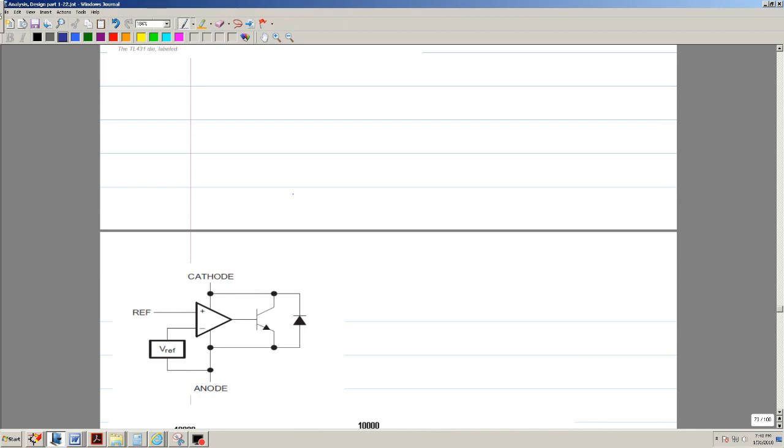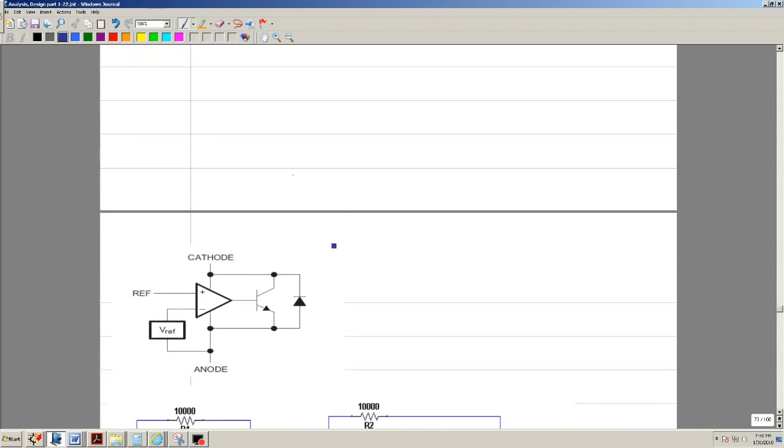So this is the equivalent. If I draw the symbol, it looks something like this. This would be the ref, this would be the cathode, either C for cathode or a K, and this is your anode.